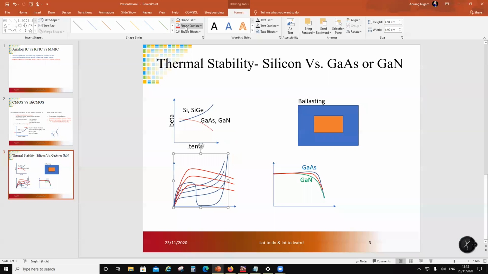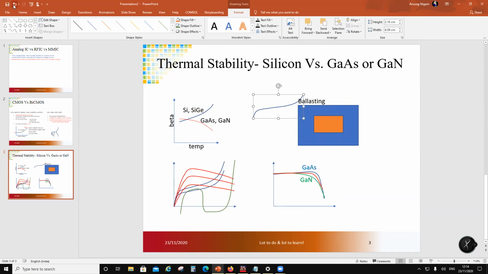So this is emitter collapse in silicon germanium. This emitter collapse can be overcome with ballasting. With a large transistor, if you try to take the curves for a silicon germanium device with large emitter periphery, this is what you're going to get, not something like this one.